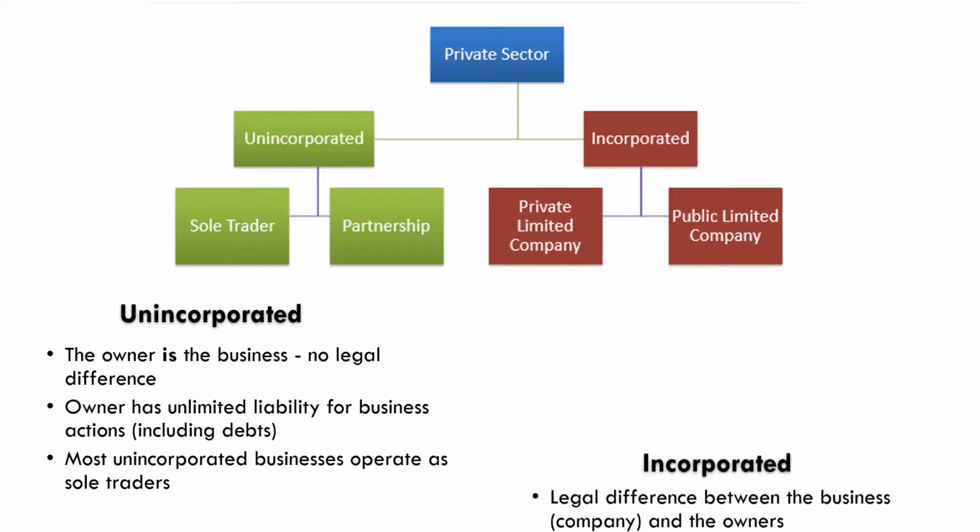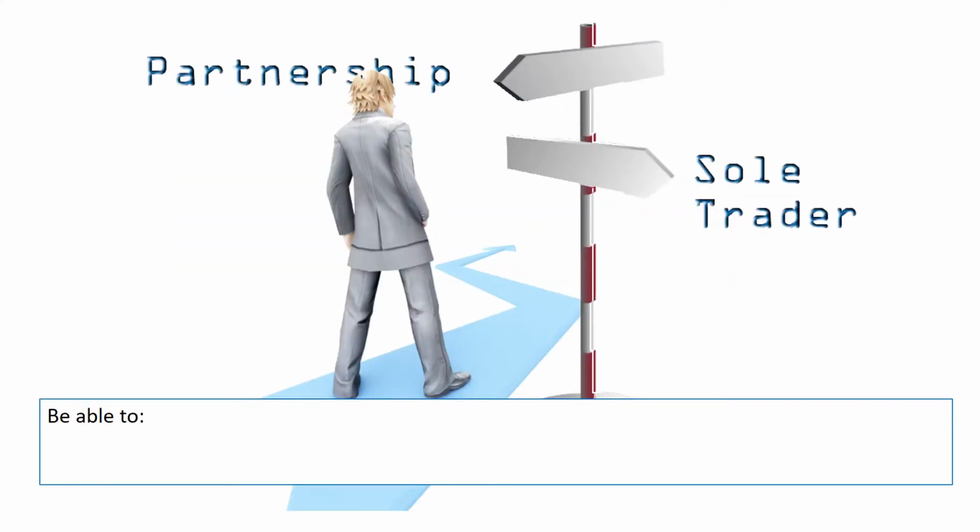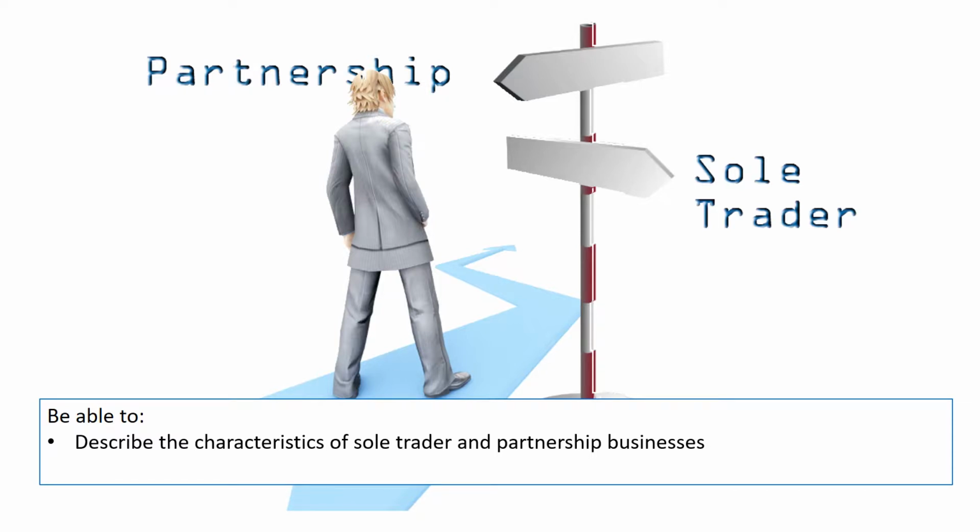Whereas on the right-hand side, incorporated businesses, this is where the owners of the business and the business itself are viewed differently in the eyes of the law. The business, in the eyes of the law, is an entity in its own right, and only the business is liable for the debts that they owe, and therefore they would have what we call limited liability. We'll come on to this a little bit more later in the course, but it's good to have an overview to start off with. So today we are going to look at the characteristics of sole traders and partnership businesses, and also look at the advantages and disadvantages of each type.